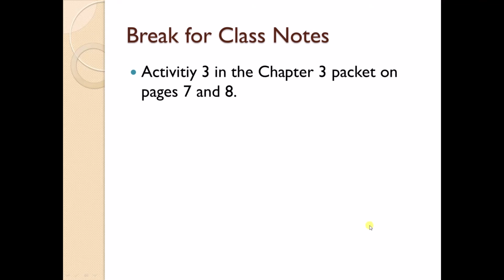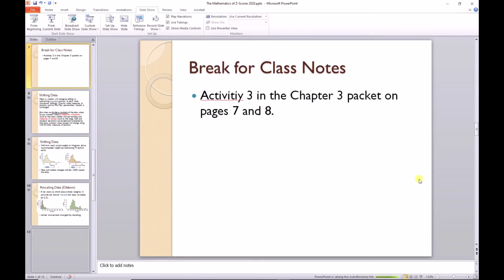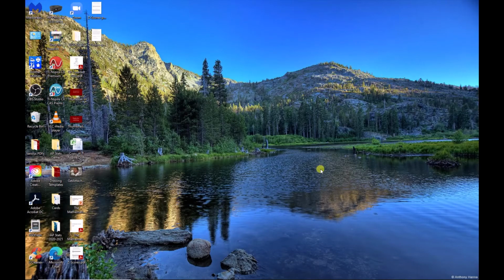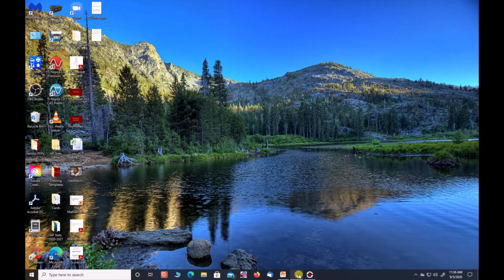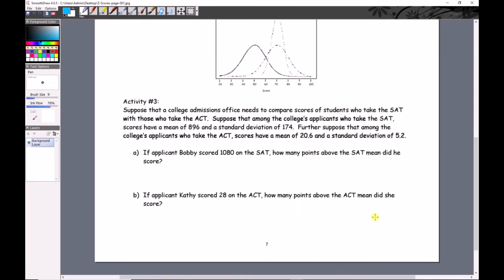All right, so I'm going to pause this and get out of here. We've still got a little bit of ways to go for rescaling and whatnot, but what I want to do is look at some things that we can do on paper.